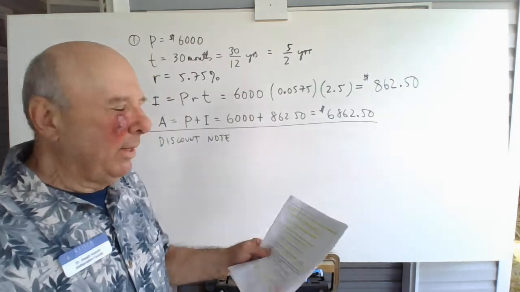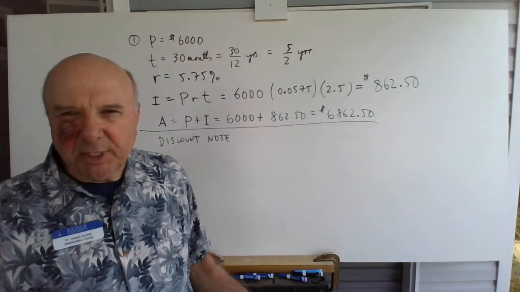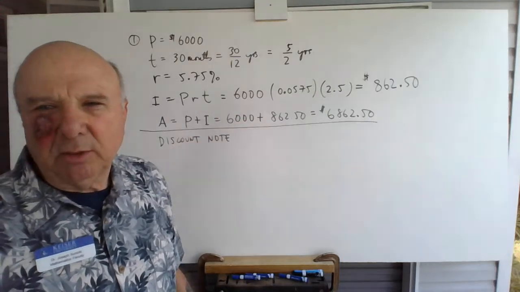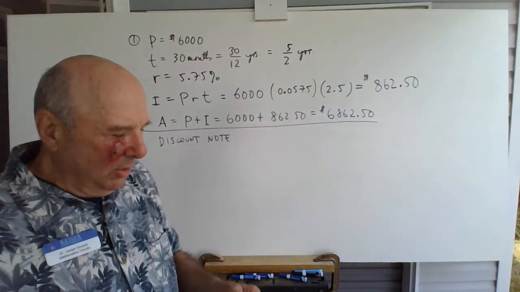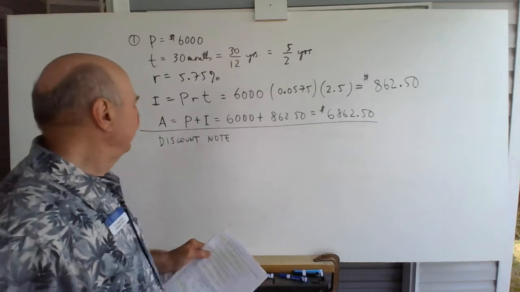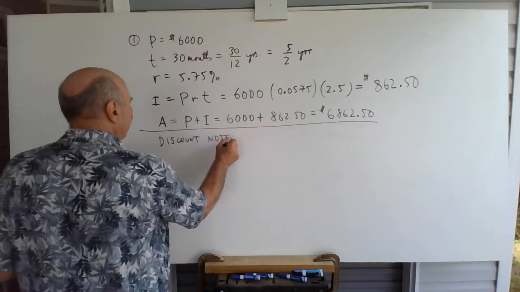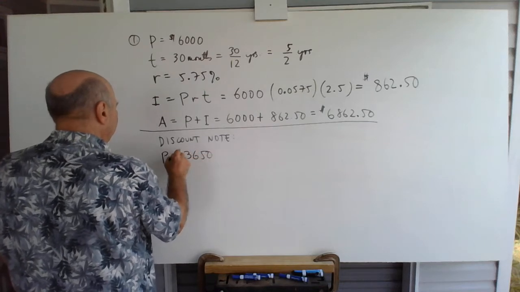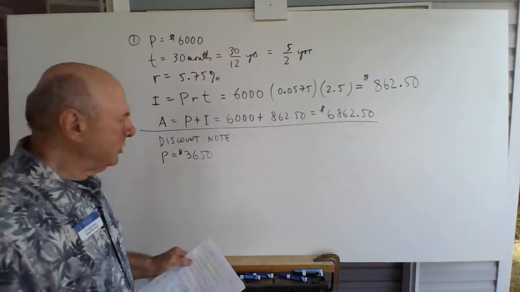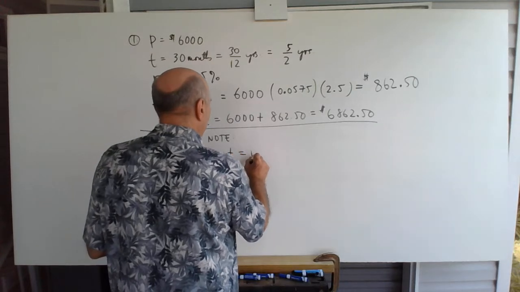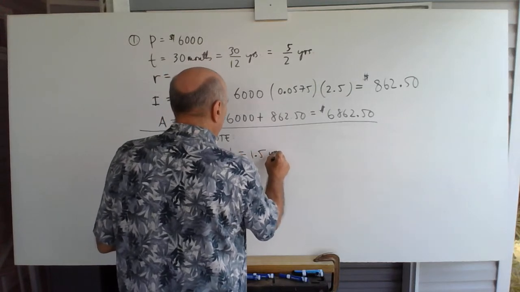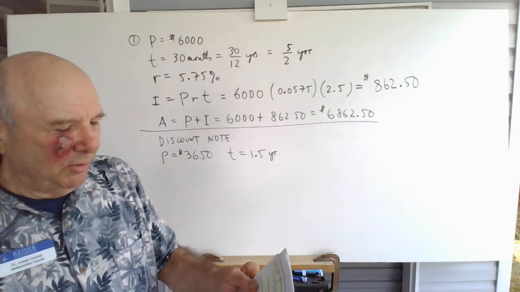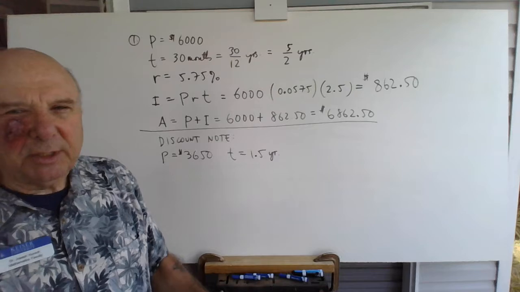Okay? Anyway, let's keep this discount note in terms of a regular loan, but it's a discount loan. See how it works. So Julie borrowed $3,650 for 18 months. So I just went ahead and changed it to 1.5 years. 18 months is 1.5 years, and it's a 7.6% discount note.